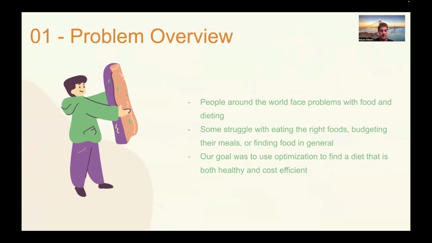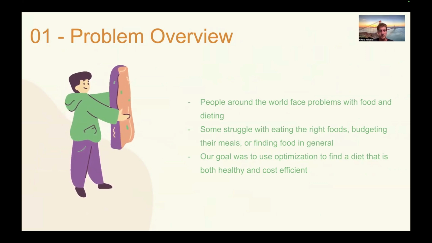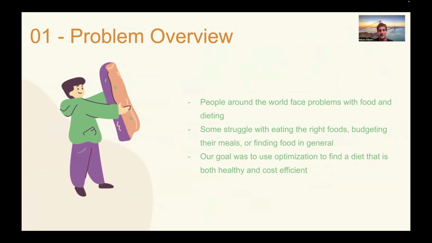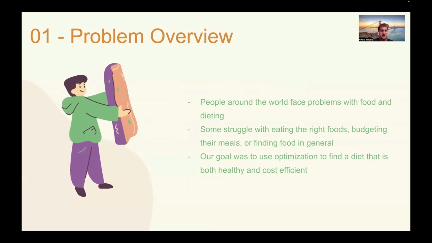First slide, people all over the world face problems related to food and diet. Some have troubles eating the right balance of nutrition, while on the other side, some struggle to manage food costs. Because of that, our goal is to use optimization to find a diet that has both healthy and cost efficiency, something that meets nutritional needs without spending too much money.